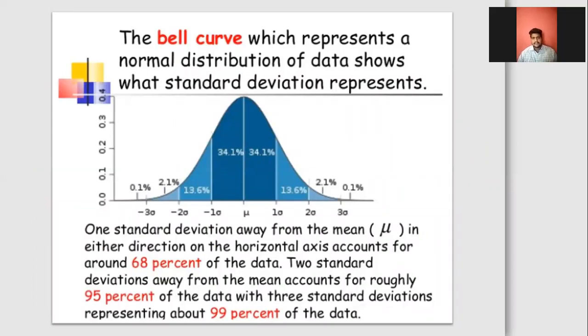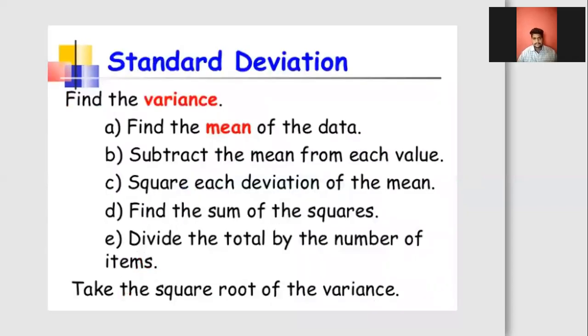So the bell curve, which represents the normal distribution of data, shows that one standard deviation away from the mean in either direction accounts for 68% of the data. Two standard deviations away from the mean account for roughly 95% of the data, with three standard deviations representing about 99% of the data.